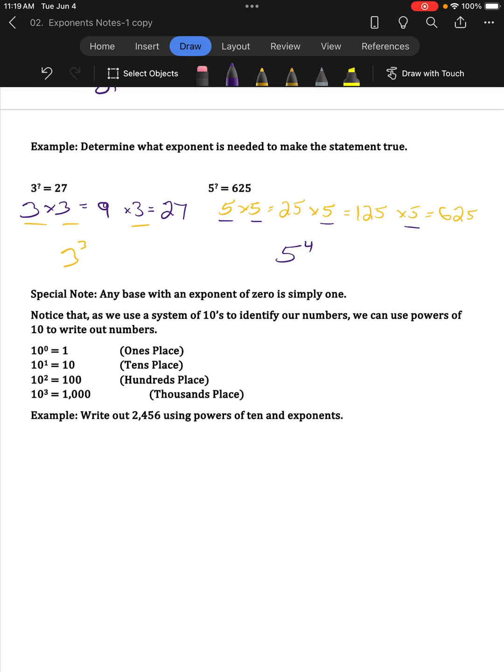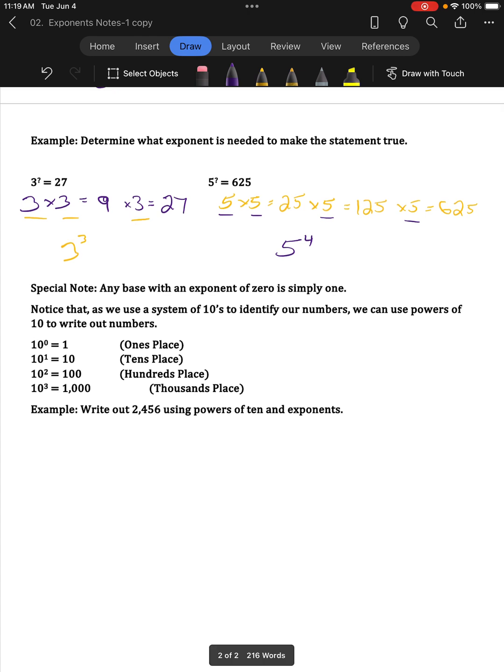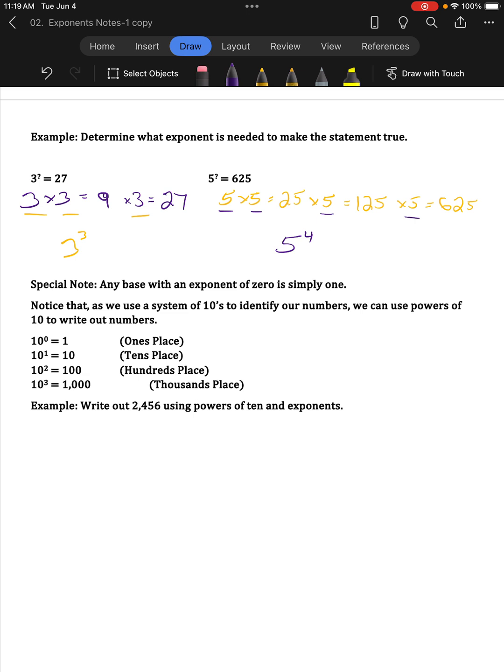The last thing I'm going to ask you to do with exponents is deal with this type of problem. You can read this. We use a system of tens to identify numbers. Ones place, tens place, hundreds place, thousands place. Well, ones place can be described as a number of 10 to the zeros, because 10 to the 0 is 1. And the tens place can be described as a number of 10 to the first powers, because 10 to the first power is 10.